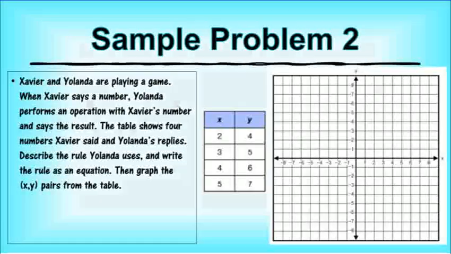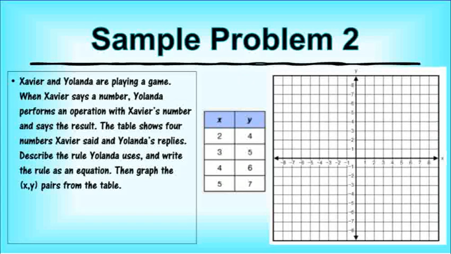Next example, Xavier and Yolanda are playing a game. When Xavier says a number, Yolanda performs an operation with Xavier's number and says the result. The table shows 4 numbers Xavier said and Yolanda's replies. Describe the rule Yolanda uses and write the rule as an equation. Then graph the XY pairs from the table. If we look at their table, you go from 2 to 4, 3 to 5, 4 to 6, 5 to 7.